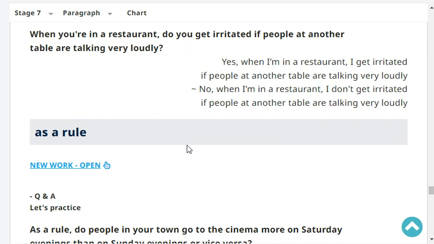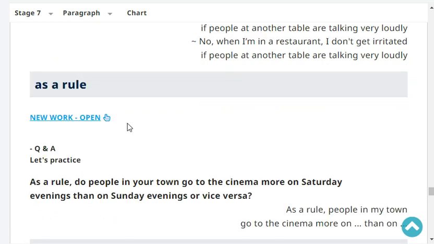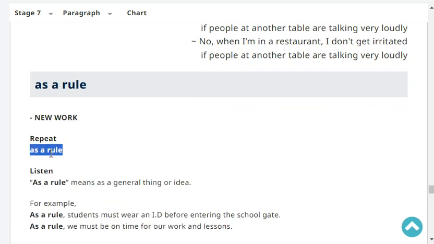Very good. When you're in a restaurant, do you get irritated if people at another table are talking very loudly? Yes or no? Yes. When I'm in a restaurant, I get irritated if people at another table are talking very loudly. Very good. Next, repeat. Very good. One more.